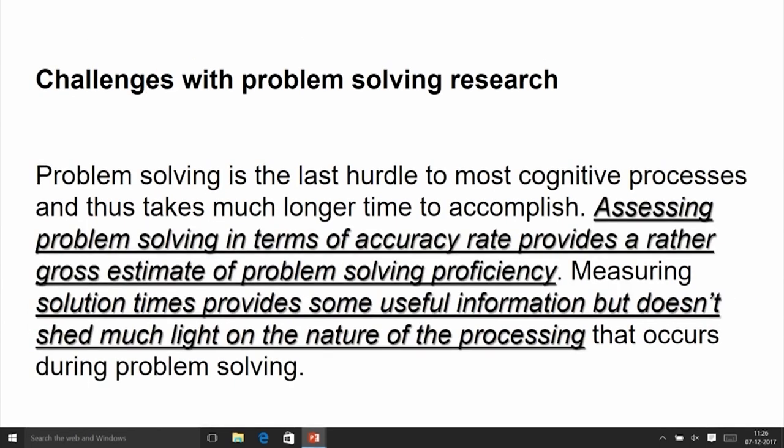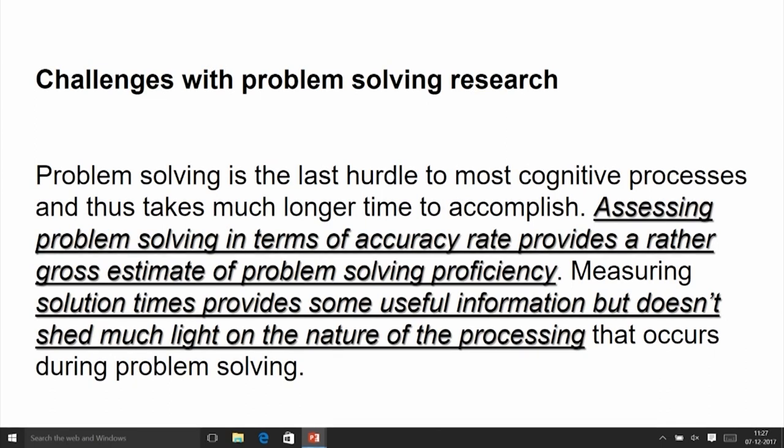Basically, when a problem is presented, there are certain ways to solve it, there are certain answers to solving it, but there are certain challenges which arise when you solve problems. For example, problem solving is the last hurdle to most cognitive processes, as I have been saying all along, and it takes a long time to accomplish.